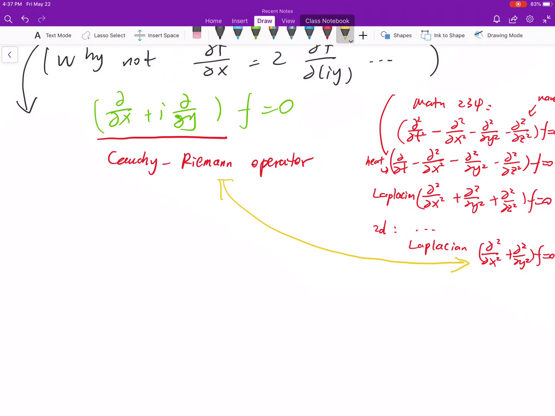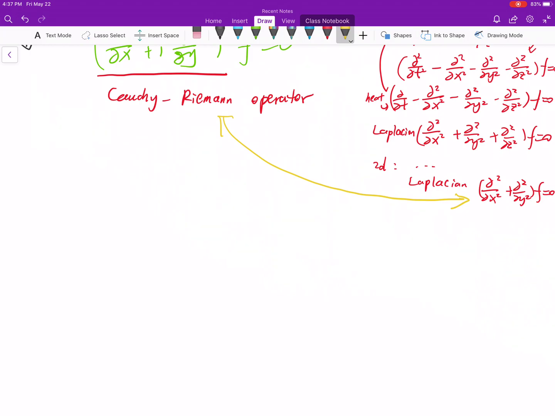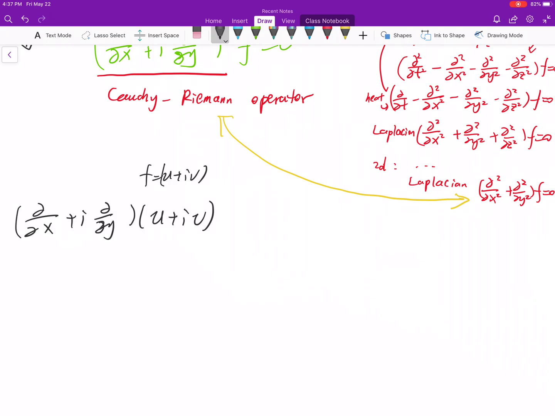Okay, so this is a little bit more involved. Now let's simplify this operator in components. Suppose f is u plus iv. So in the complex world, different components will mix together.